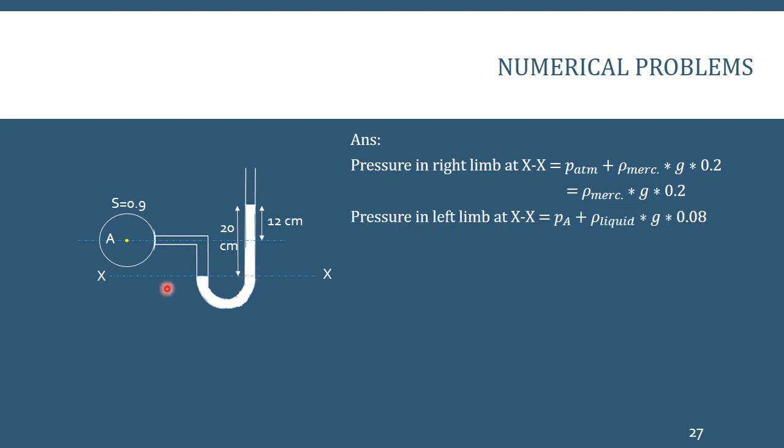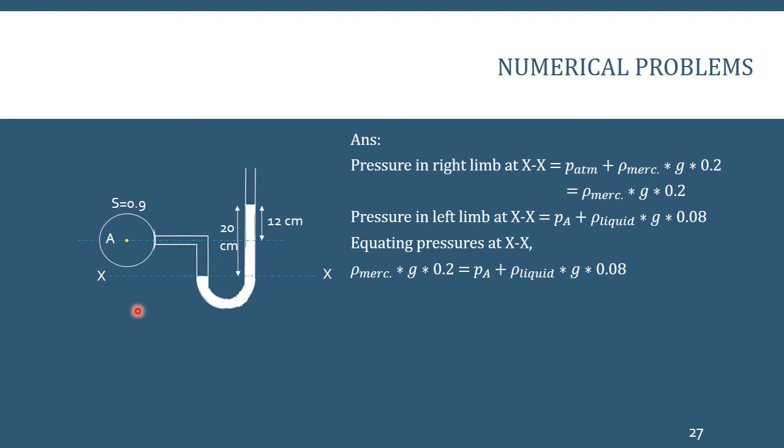If I take the pressure in the left limb at XX, it is going to be PA plus rho liquid into G into 0.08. This gives you the pressure in the left limb, and the pressures in the left limb and the right limb at the level XX should be equal because they are along the same horizontal line. So equating the pressures at XX, I will get rho mercury into G into 0.2 is equal to PA plus rho liquid into G into 0.08.